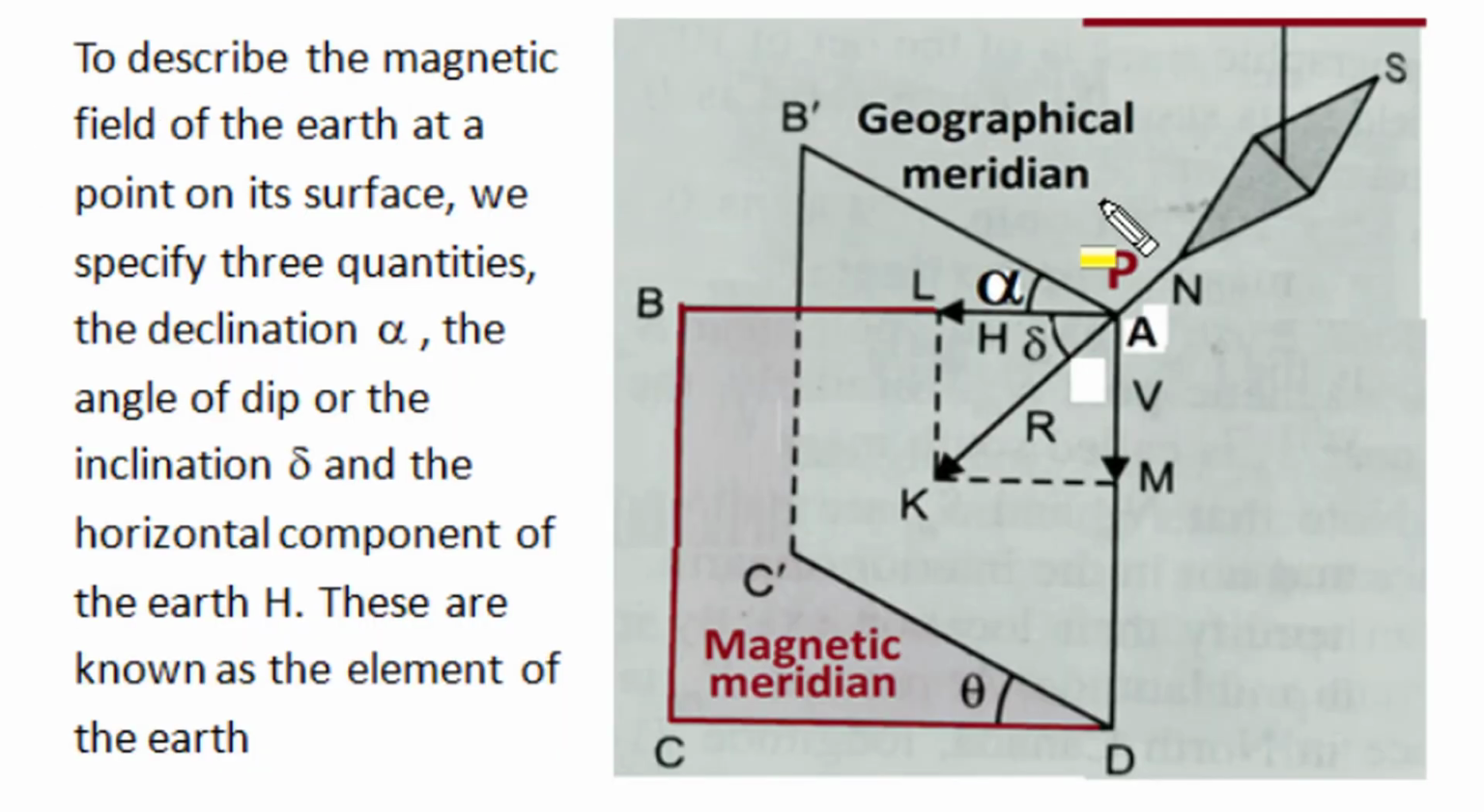So to describe terrestrial magnetism or the magnetic field of Earth at any position on Earth's surface, we specify three quantities, and they are angle of declination, angle of inclination or angle of dip, and horizontal component of Earth's magnetic field. The angle of declination is the angle between the geographical meridian and the magnetic meridian, whereas the angle of inclination or angle of dip is the angle of the dip needle with the horizontal line, and the horizontal component H is the resultant magnetic field component in the direction of north on the surface of Earth along the horizontal line. These three, H, delta and alpha, are known as the elements of terrestrial magnetism.